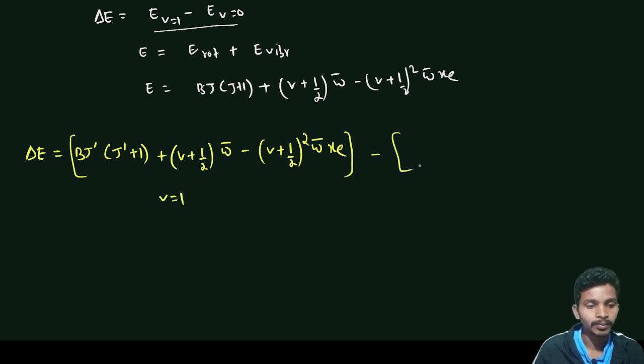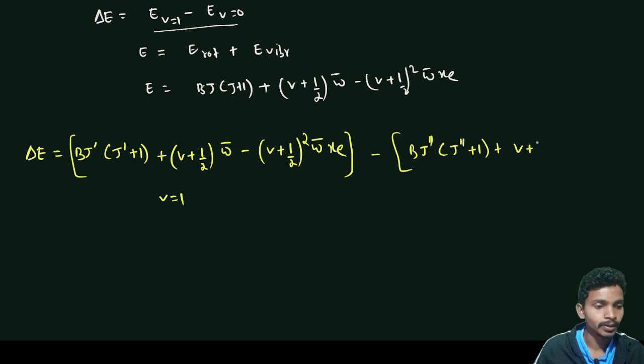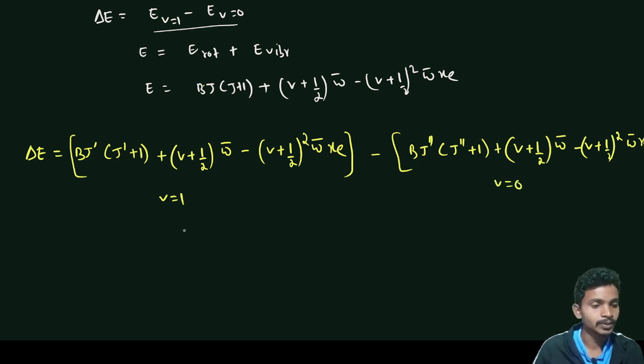Now I will write for v equal to 0. This becomes B J double dash (J double dash plus 1) for rotational, and for vibrational again I write (v plus half) omega naught minus (v plus half) square omega naught xe, and this is for v equal to 0.